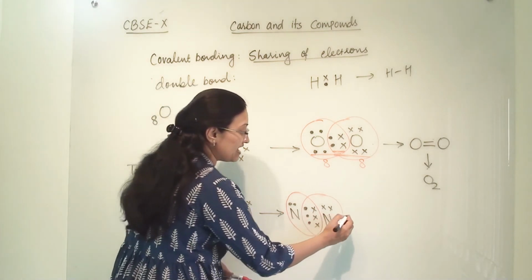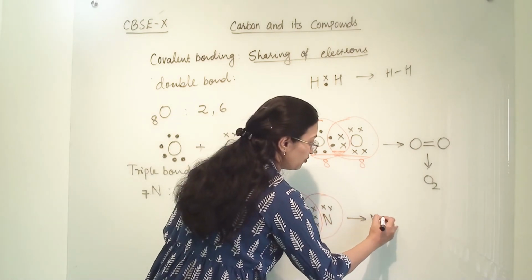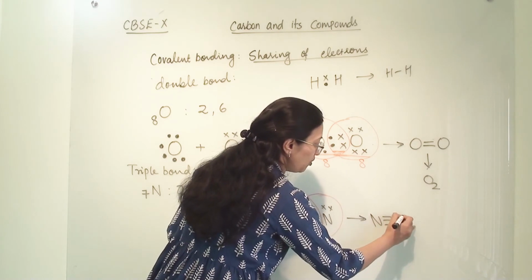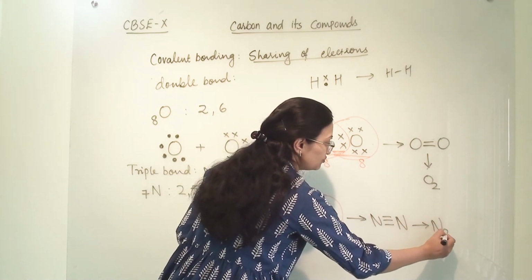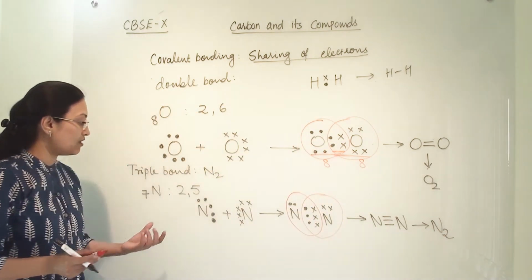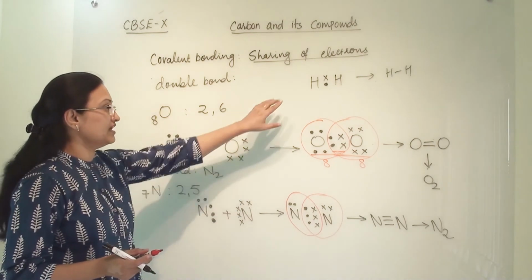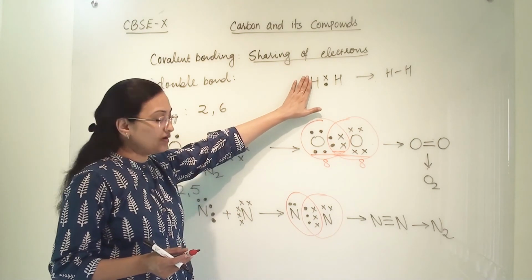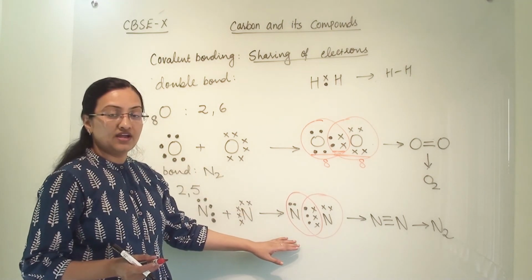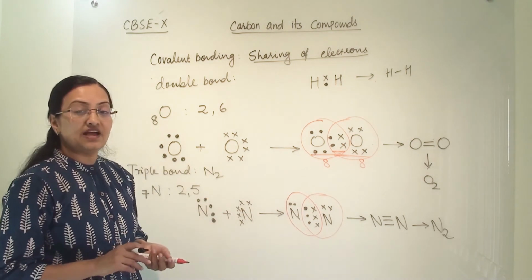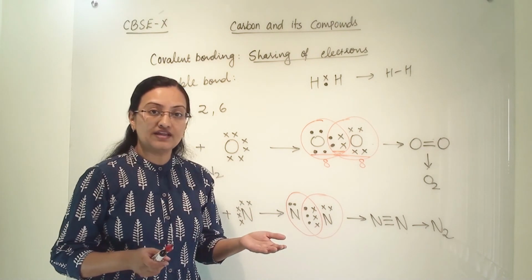So since they are sharing 3 electrons with each other, they will form 3 covalent bonds in between them and they will form nitrogen molecule. So that is how covalent bonding will happen in case of nitrogen, oxygen and hydrogen. This is single covalent bond, this is double covalent bond and this is triple covalent bond. And that is how the sharing will happen in sulfur, chlorine and all other covalent bonding molecules.